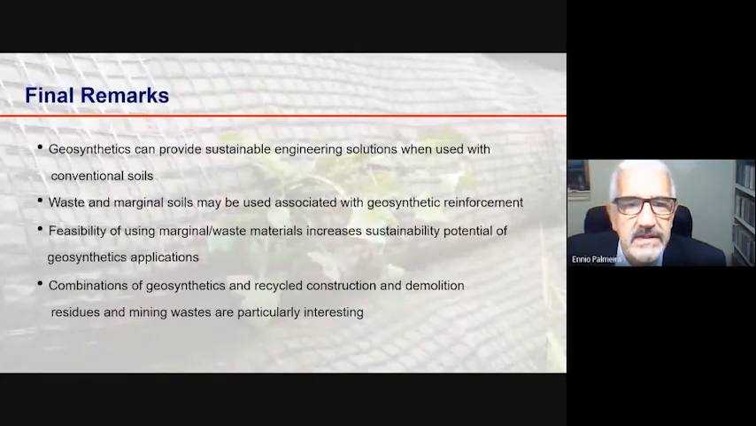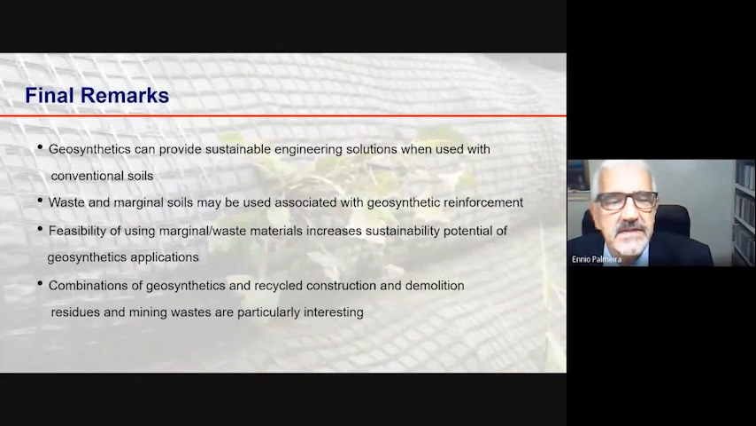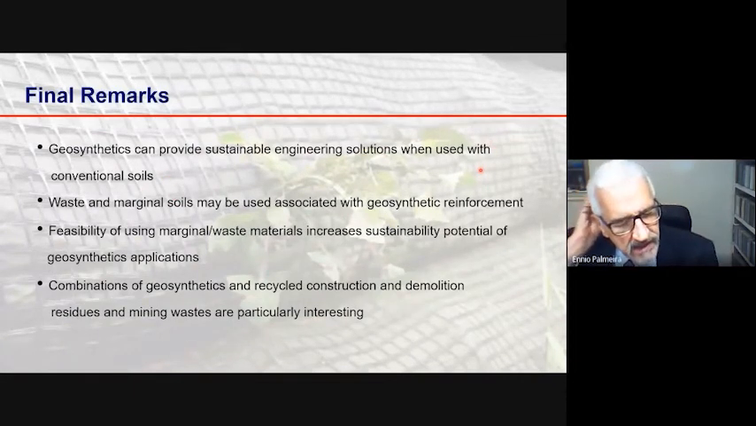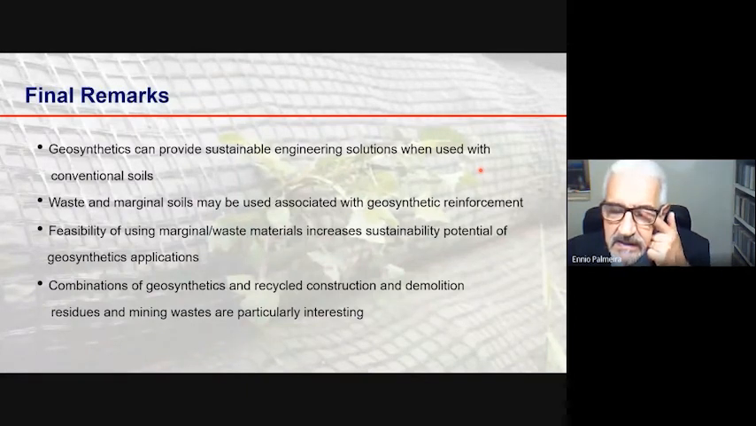Okay, so we reached the end of this presentation, so some final remarks on this slide. Geosynthetics can provide sustainable engineering solutions when they are used with conventional soil. We saw that they can provide engineering solutions that cause less impact to the environment than conventional engineering solutions.